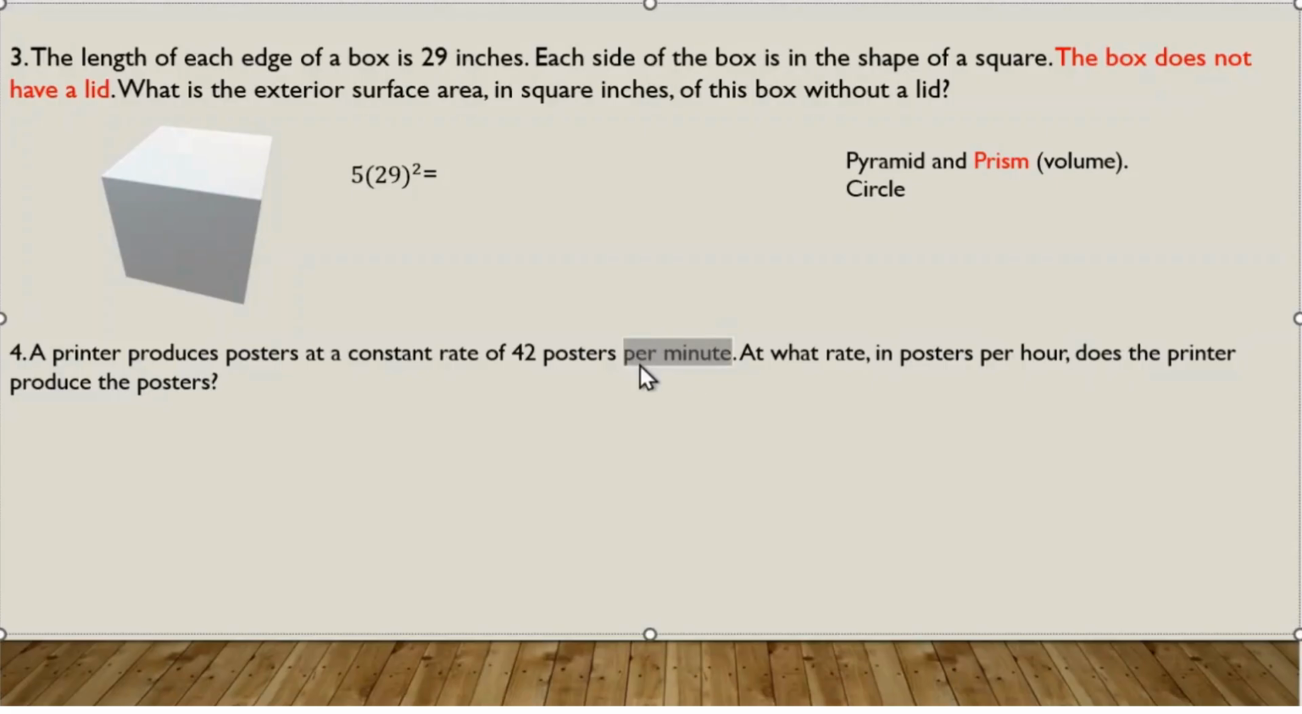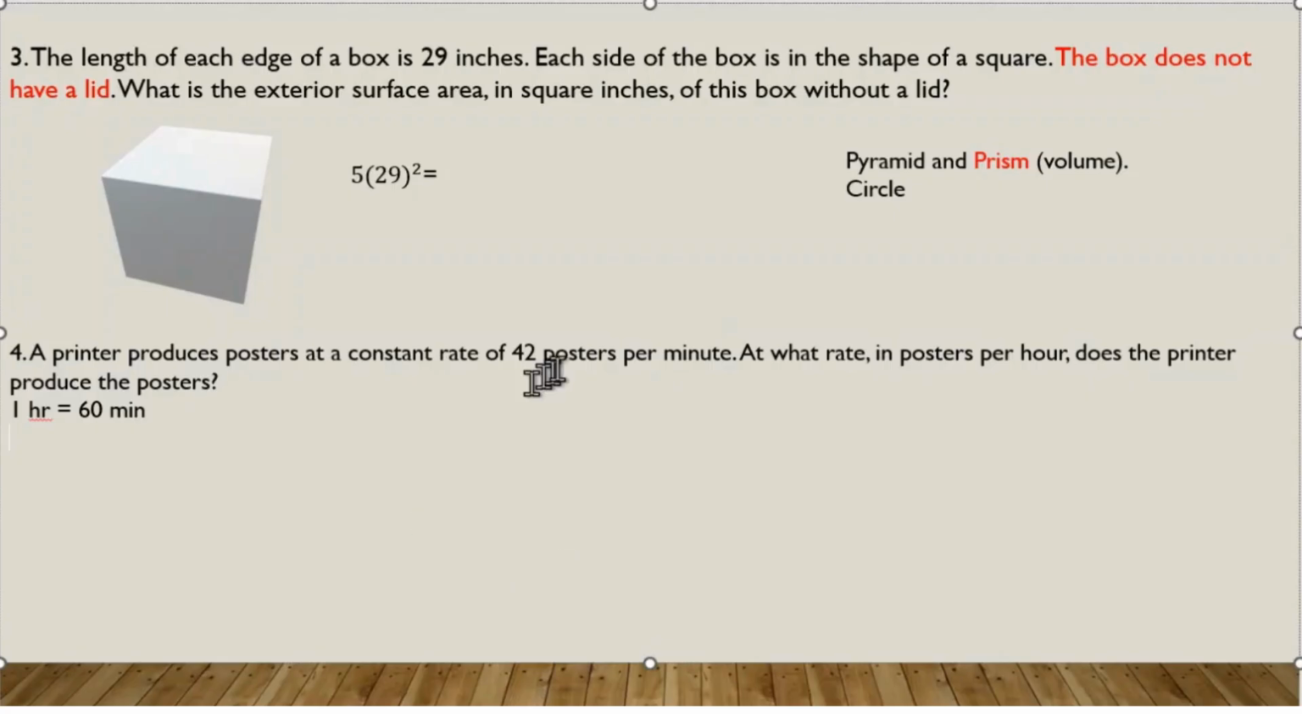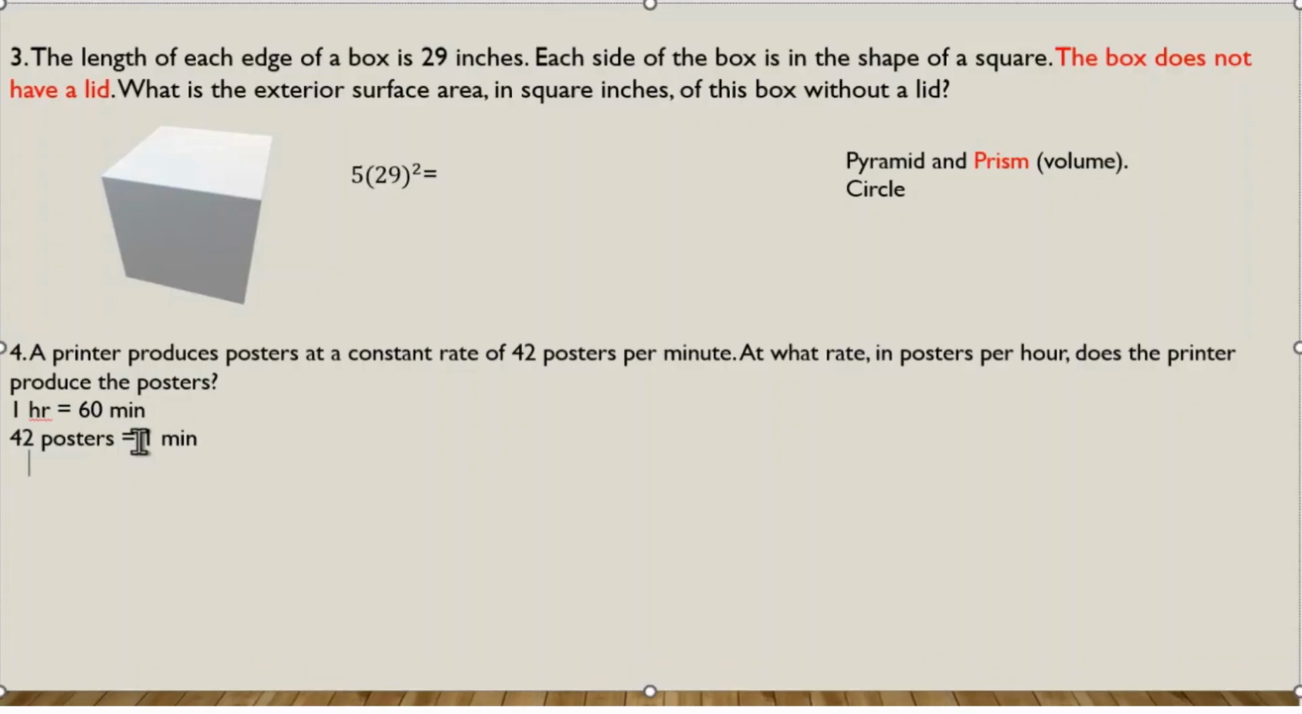We can simply multiply, because we know 1 hour is equal to 60 minutes. So if 42 posters are being made in 1 minute, then in 60 minutes it's going to be 42 multiplied by 60 posters. Whatever the answer is, is the right answer for this one.